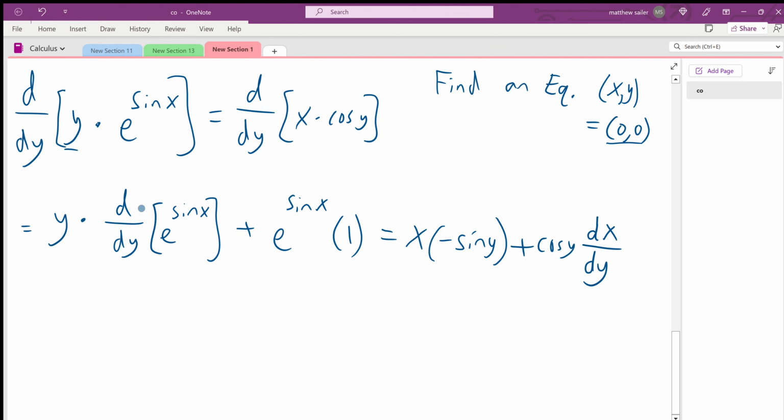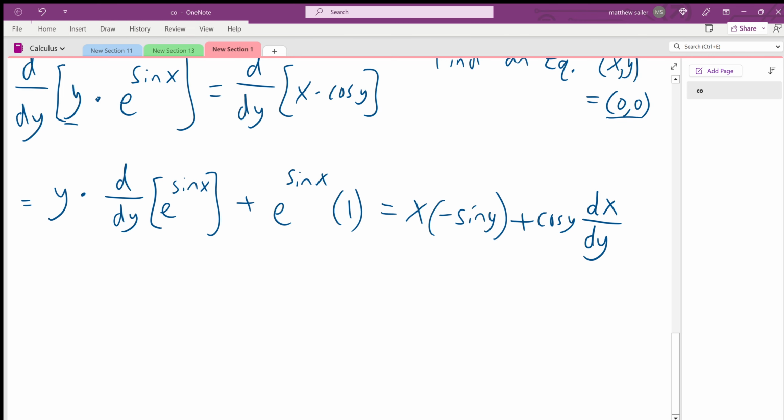So we have dx/dy. Alright, so let's keep moving. We can finish taking this derivative. We have to finish taking this derivative before we can start solving for dx/dy.